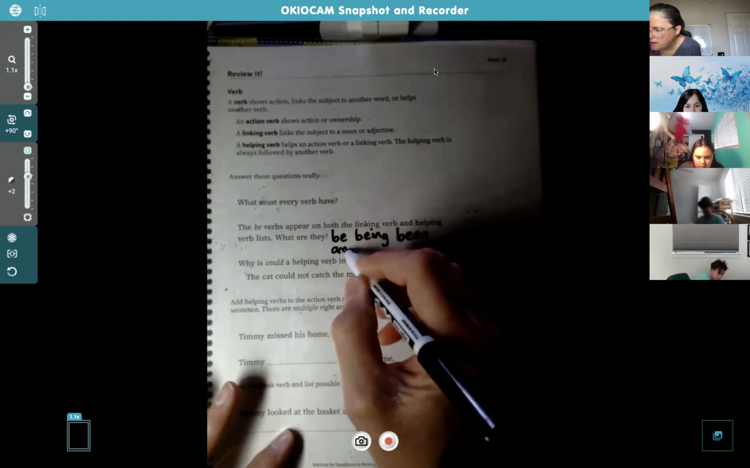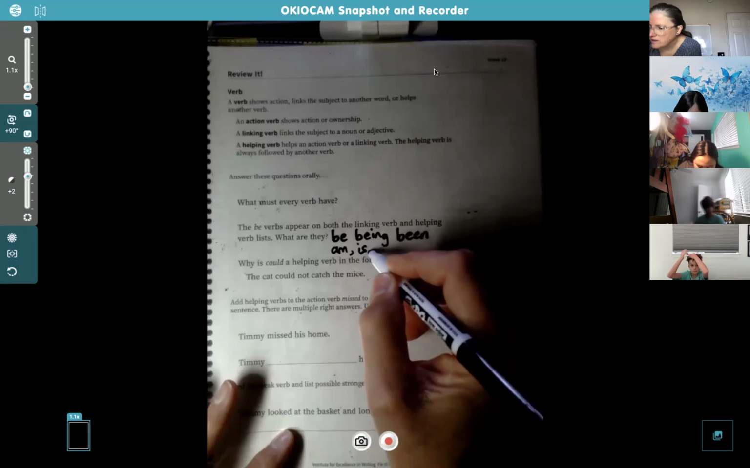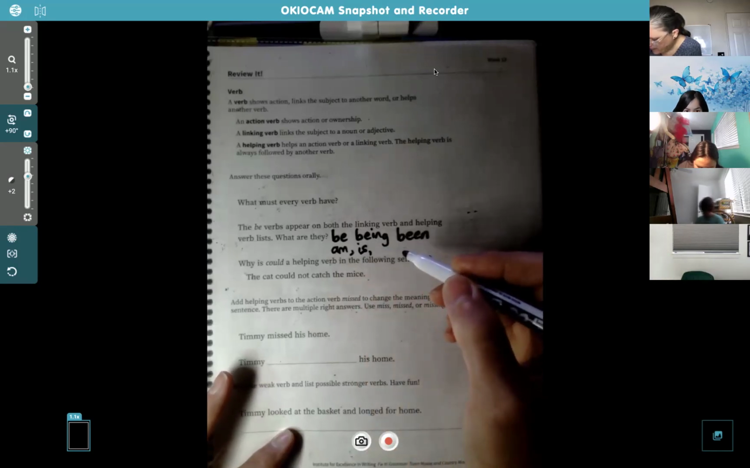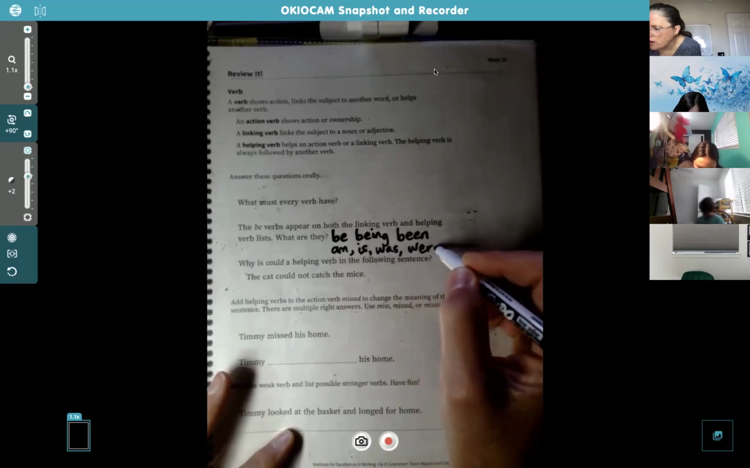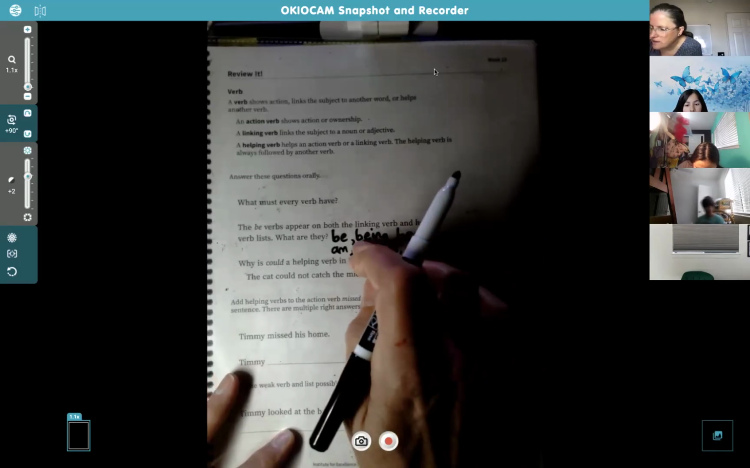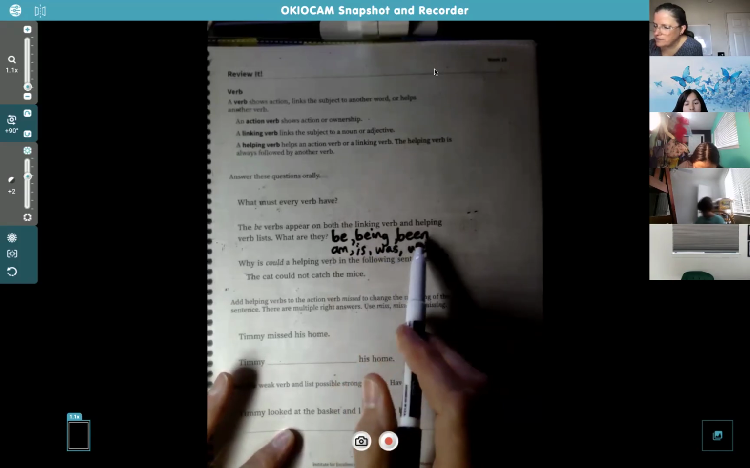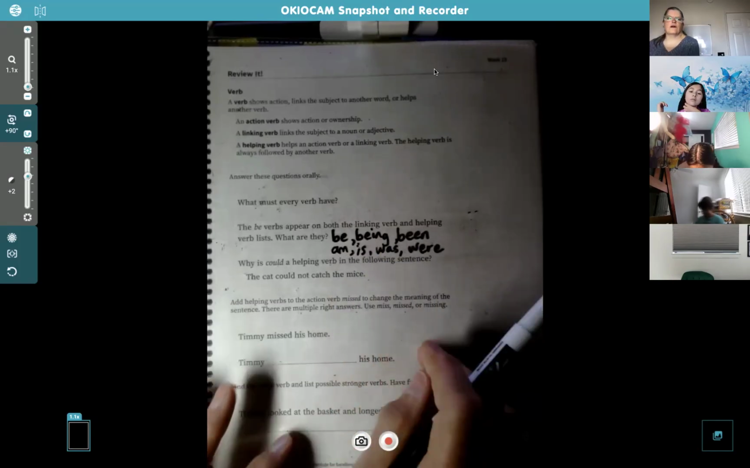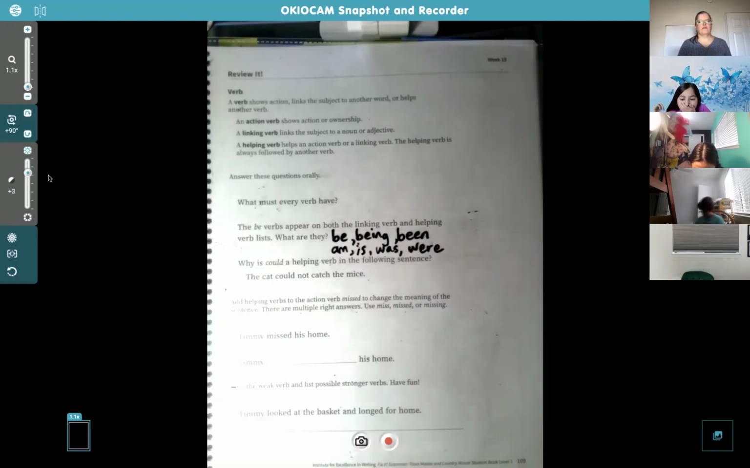There are a few more underneath here if you have room, or you can write it next to it. Put am, comma, is, comma, was, and were. I'm going to put commas between everything. So we've got be, being, been, am, is, was, were. Those are all called the be verbs.